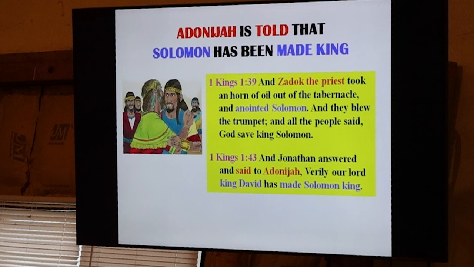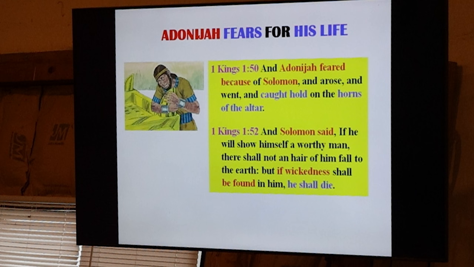And so now Adonijah is afraid for his life. He goes and grabs hold of the horns of the altar. This is a Hebraic act of asking for mercy. He's asking for the sparing of his life by grabbing hold of the horns of the altar, right where he stands. But Solomon says, I see what you're doing, but here's how it is: if you're guilty, you're going to die, but if you're innocent, you're going to live. That's what he tells him.